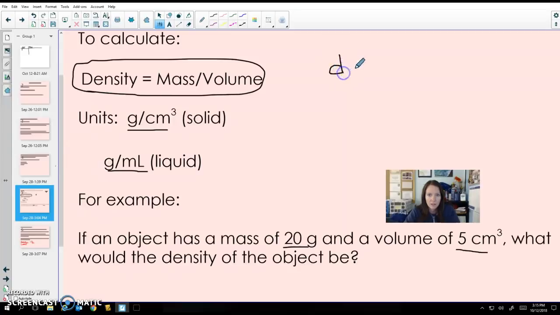Let's go ahead and do this example. Density equals mass divided by volume. The mass is 20 grams, and the volume is 5 centimeters cubed. If we do that division, you should get 4. You notice these units are grams over centimeters cubed. We're dealing with a solid here, so it's grams per centimeter cubed, 4.